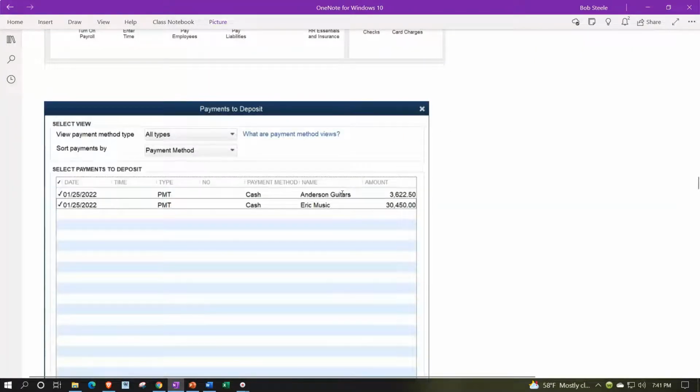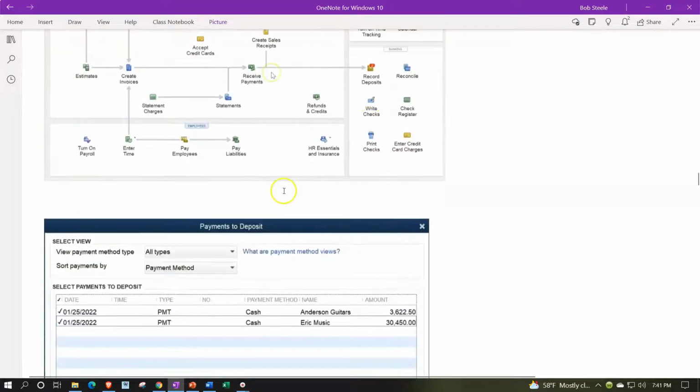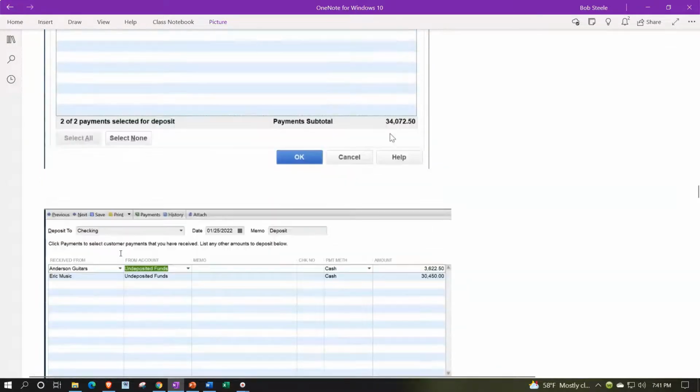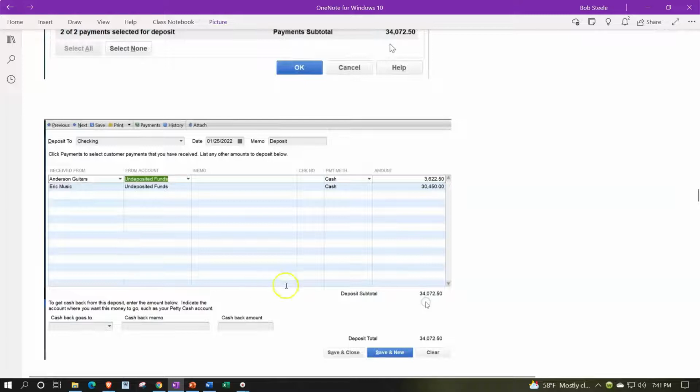Here we are making a deposit. So when we hit that deposit form, these 2 deposits will pop up for us to check them off. We're going to deposit them at one time. So we have the 2 amounts adding up to the $34,72.50.